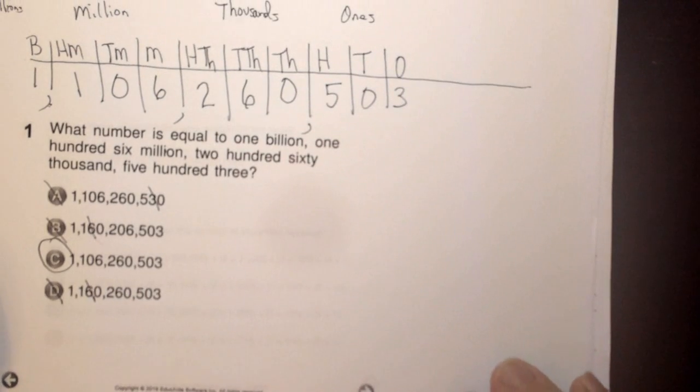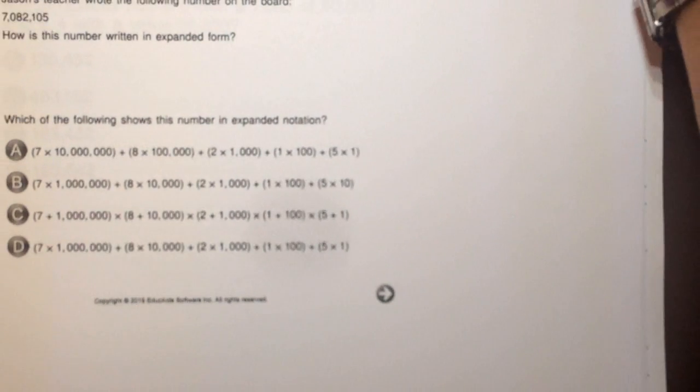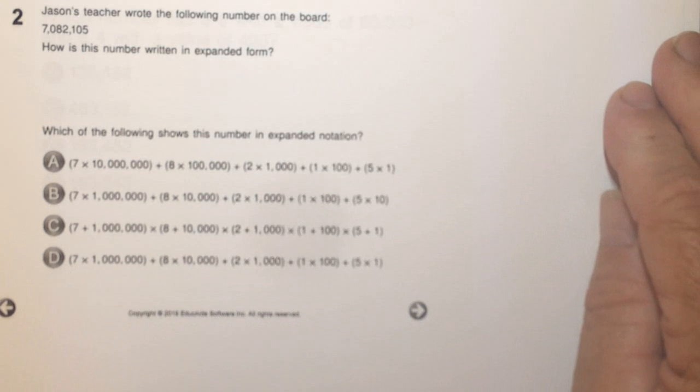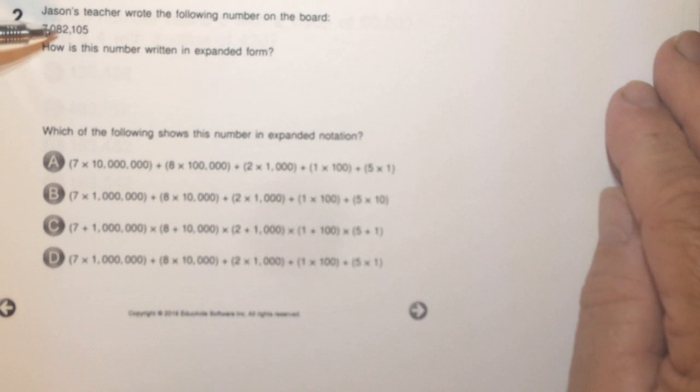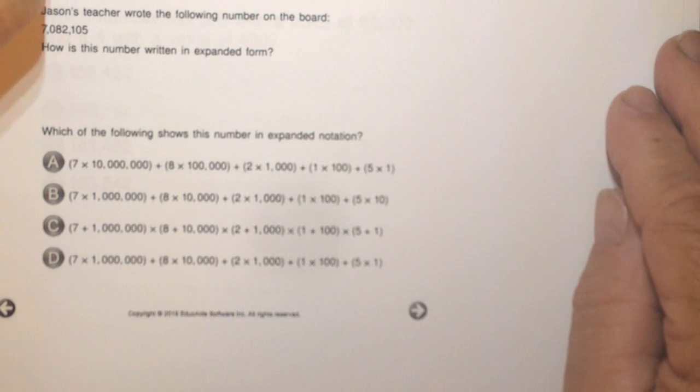Okay. Next problem. Let's zoom in on this one a little bit. It's a little small. Okay. Jason's teacher wrote the following number on the board: 7,082,105. How is this written in expanded form? Again, a place value chart. Every time we work these problems, we should be using our place value chart. This time I only have to go to millions.